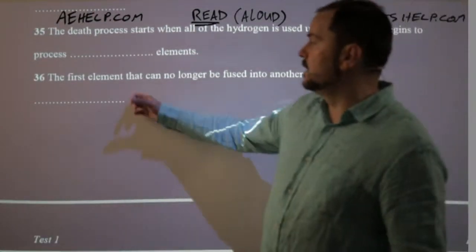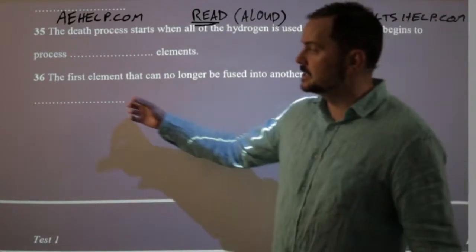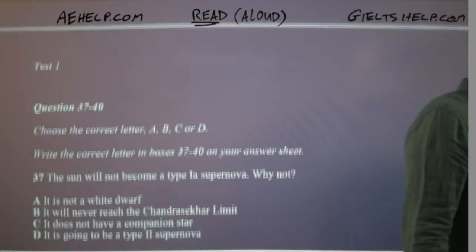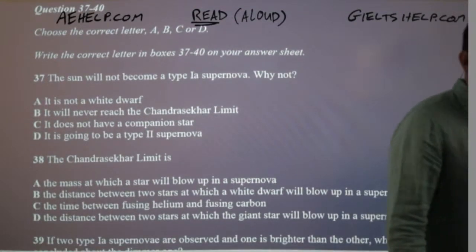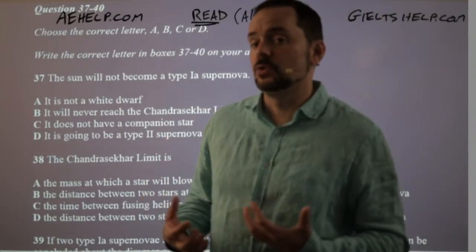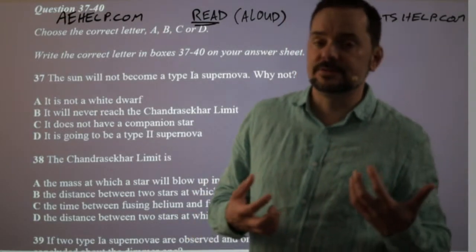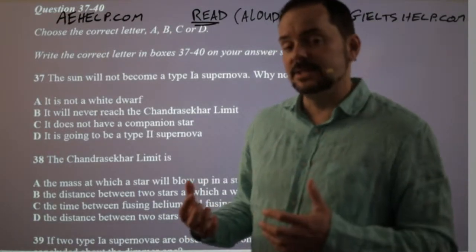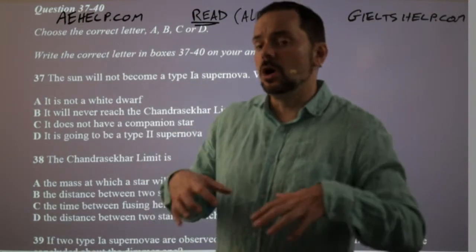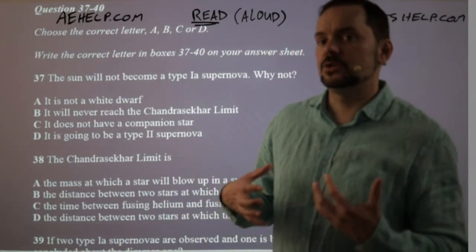The first element that can no longer be fused into another element is something. So here, of course, I'm also paying attention to content. I'm realizing that this passage is going to be about stars, the creation of stars, the death of stars, what's needed in this process, what results from this process. So all of that information is now becoming clearer as I'm reading these questions.